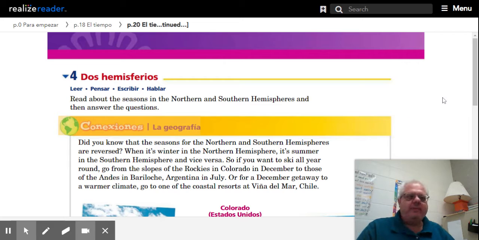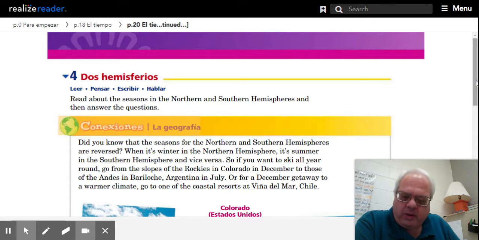Talk about the hemispheres. The hemispheres are very important. There's two hemispheres in the world. Earth is round, and it has a northern hemisphere and a southern hemisphere. The Earth is divided by an imaginary line called the equator. Countries above the equator are in the northern hemisphere. Countries below the equator are in the southern hemisphere.